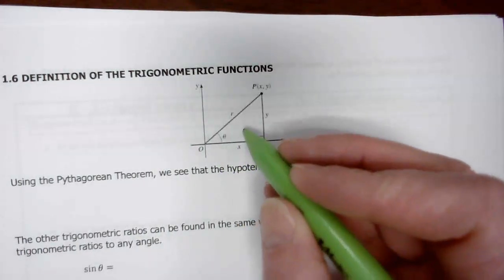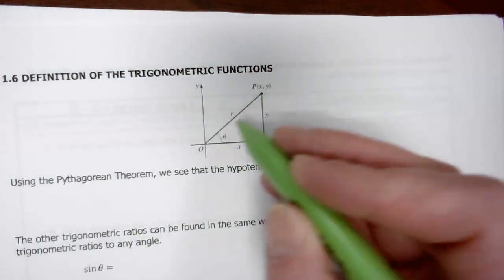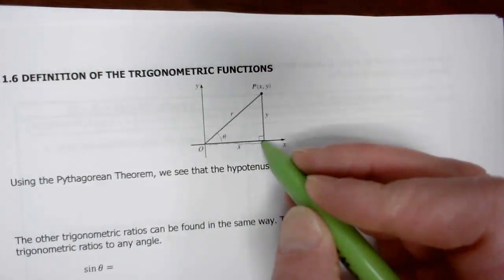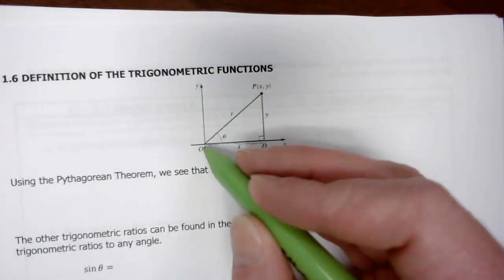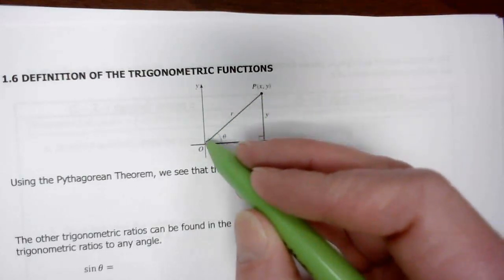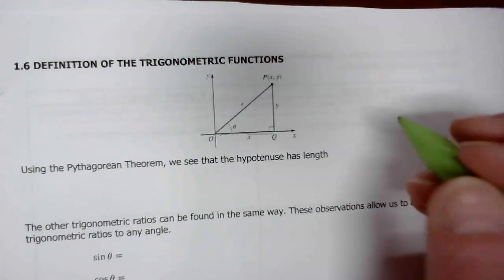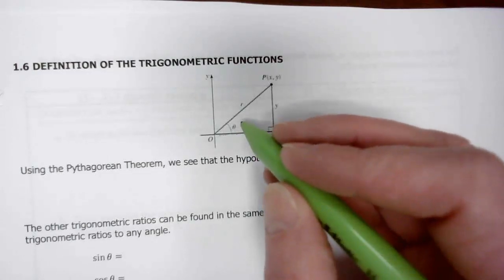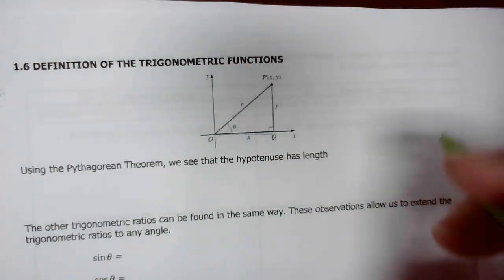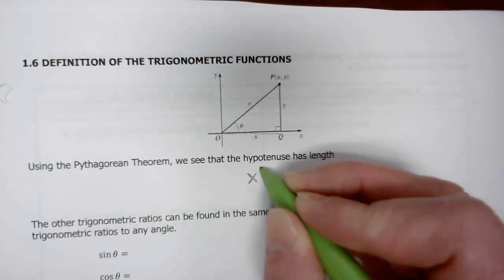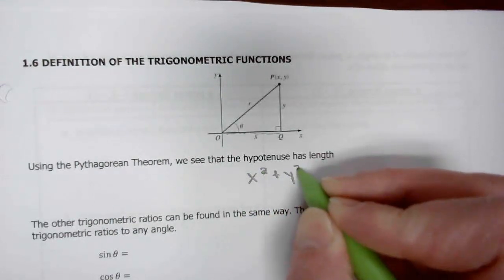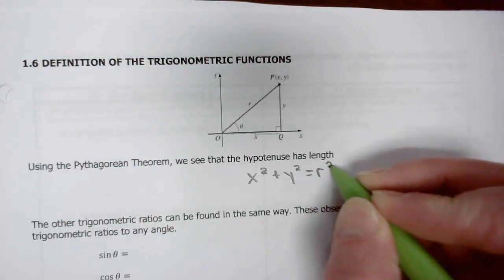So if we think about a point here, this distance would be my x value, this distance would be my y value, and we can think of this line as the hypotenuse for that right triangle. And we're going to call it r. Think about the Pythagorean theorem. We would have x squared plus y squared equals r squared.